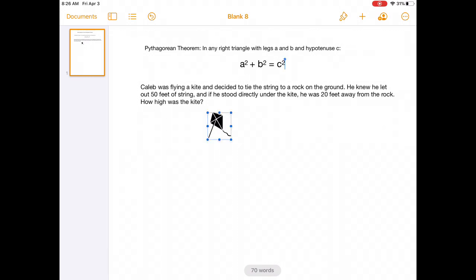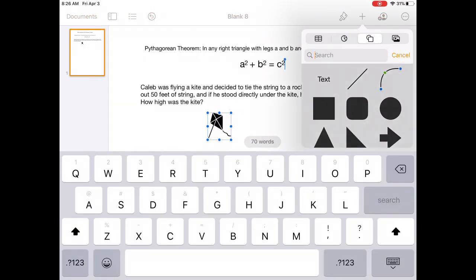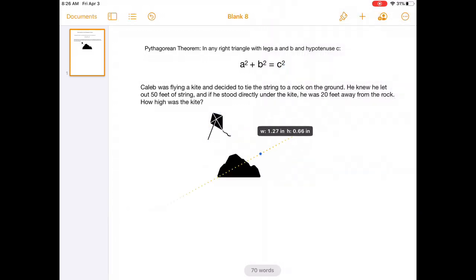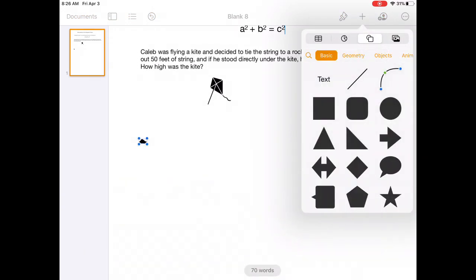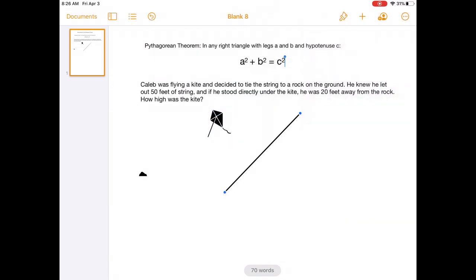So Caleb was flying a kite and decided to tie that kite to a rock on the ground. I don't know, maybe he got sick and tired of holding it. That's a big rock. Let's make it a little bit smaller. There we go. So Caleb has got this rock that he's tying a string to. There's our string. So something kind of like that. And then he stood directly underneath the kite.